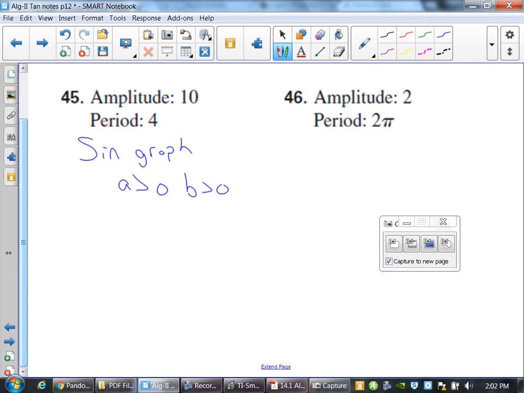So let's say it's a sine graph. And obviously in this case there's no phase shifting. There's no left or right shift. There's no vertical shift. There's no nothing. It's just amplitude and period. So I'm going to write the equation y equals a sine b of x given that. Well, if amplitude is 10, what's my a value? 10. All right, we're halfway done.